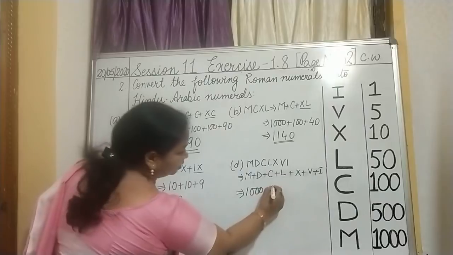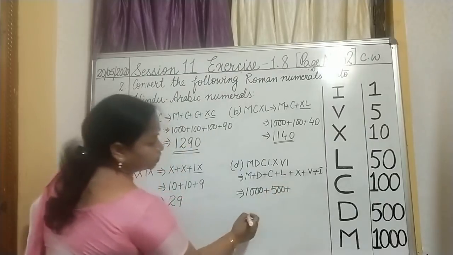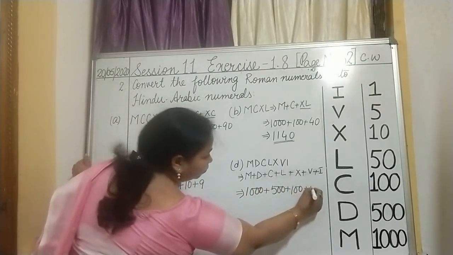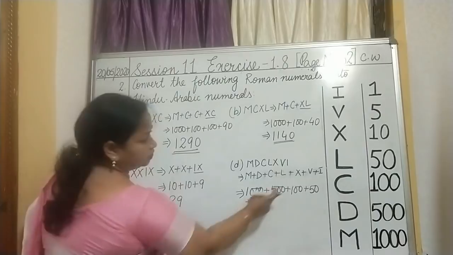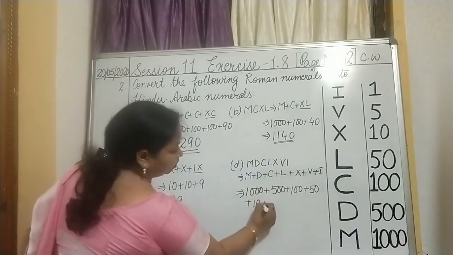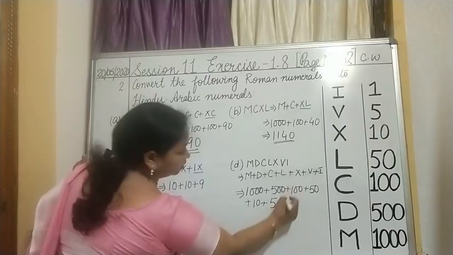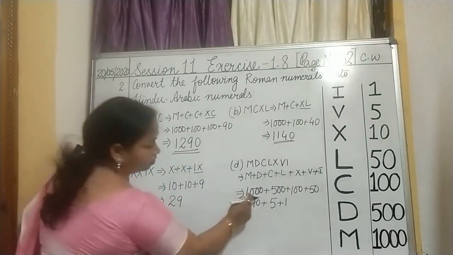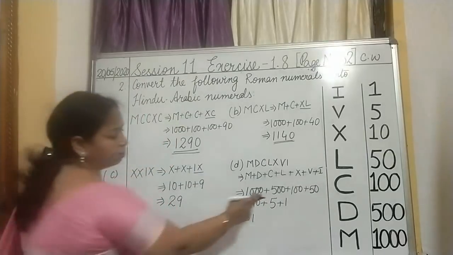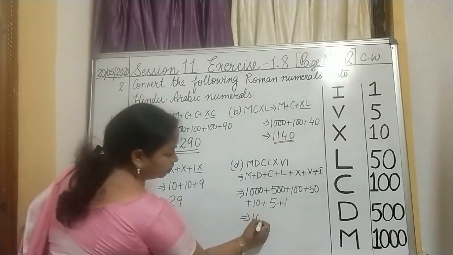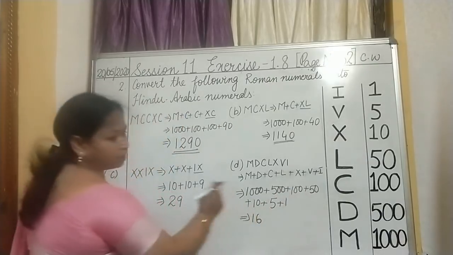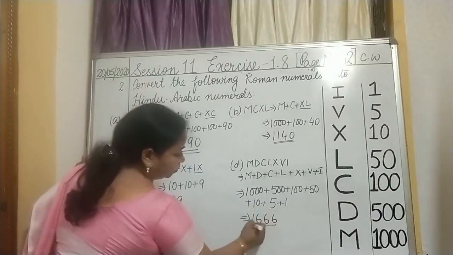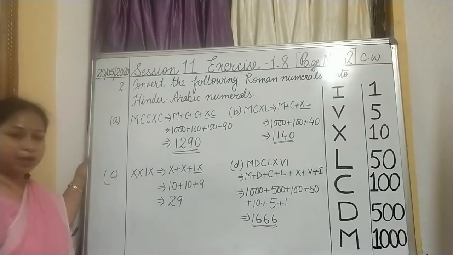Okay. Next one, M. This is 1000. The value of D is 500. Value of C is 100. Then what do you have? L. L stands for 50. Then X stands for 10. V stands for 5. I stands for 1. A very big number. Let us make it short. 1000. 500 plus 100, it will be 600. 50 plus 10, 60. And 5 plus 1, 6. So with this, we complete our second question.